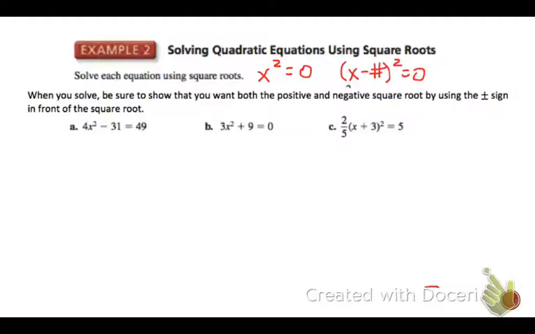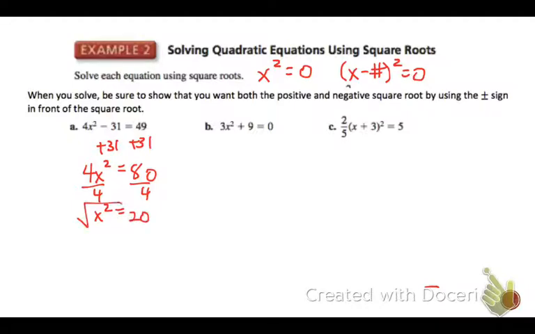All right. What we want to do is isolate that expression. So here we would just add 31 to both sides, and then just keep solving. So x squared equals 20. Now, to work backwards from something that is squared, we can take the square root.